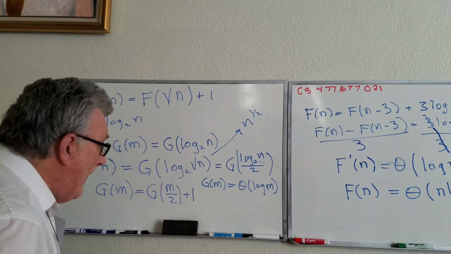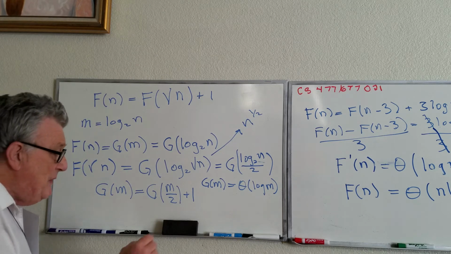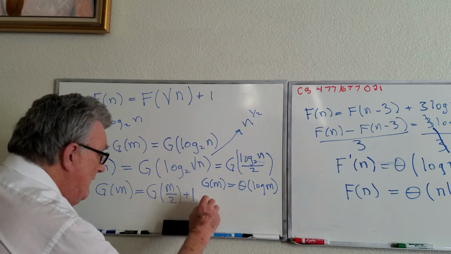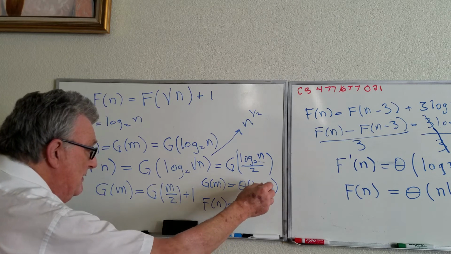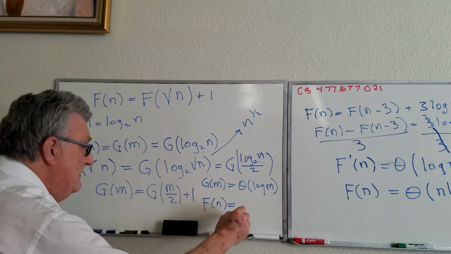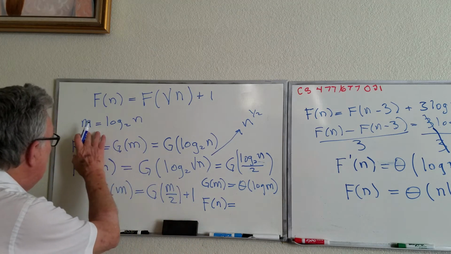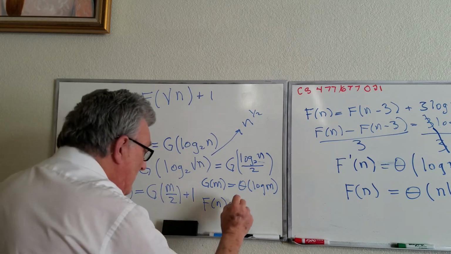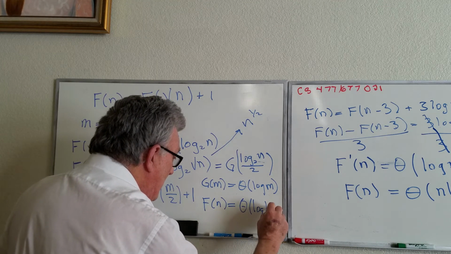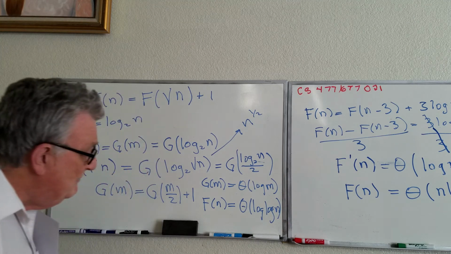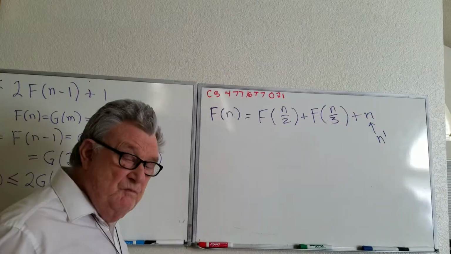All right, now remember that f of n equals g of m, and log n is m. So we get log log n. There we go. Sorry about stumbling.